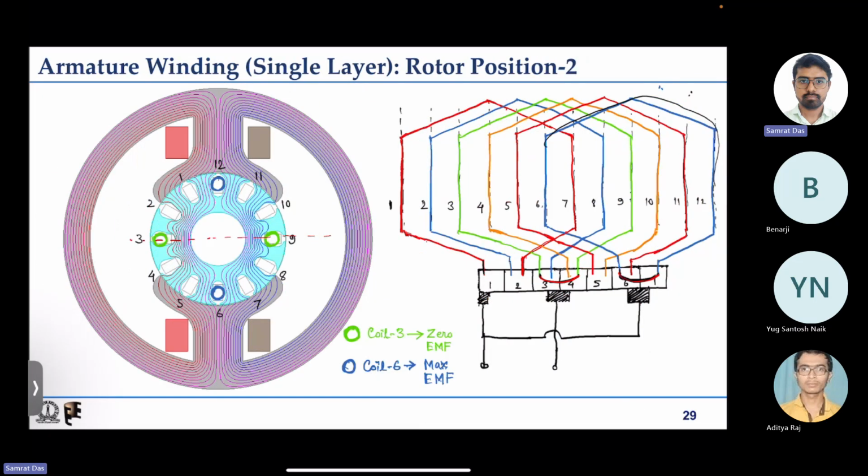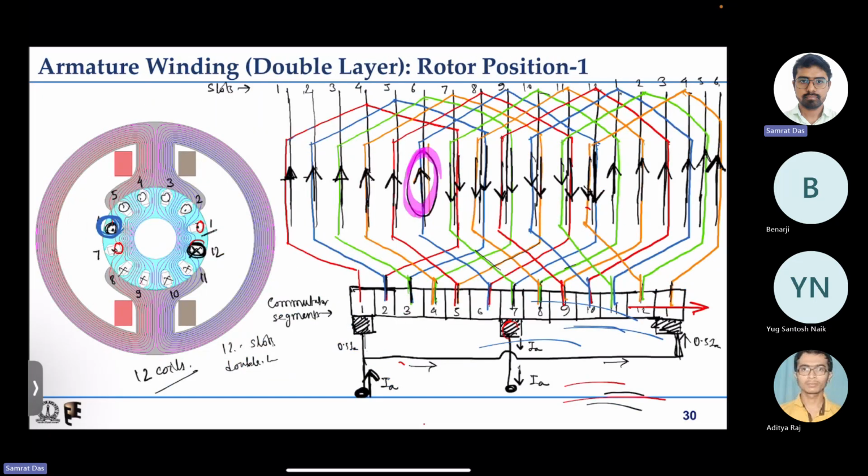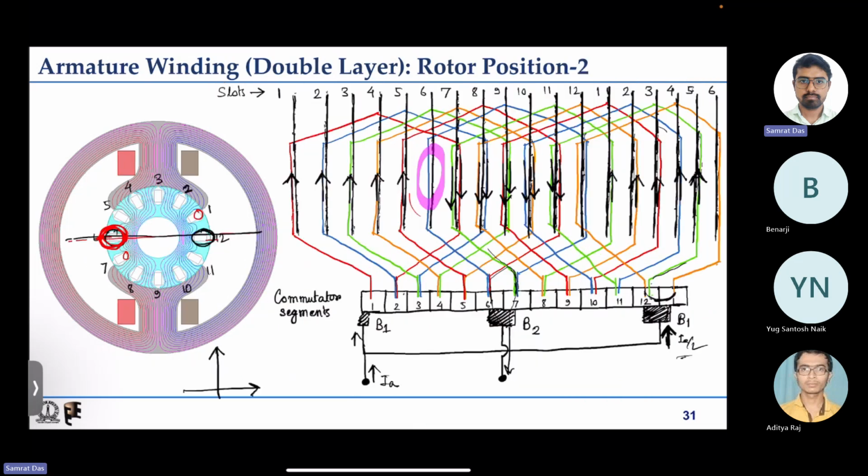Similarly, if you look at what is happening to this 12th one, where is the 12th one? So this is the 12th one. Here it is carrying current in the downward direction, so cross here. Next, the 12th one has come to the magnetic neutral axis. It is not carrying any current.